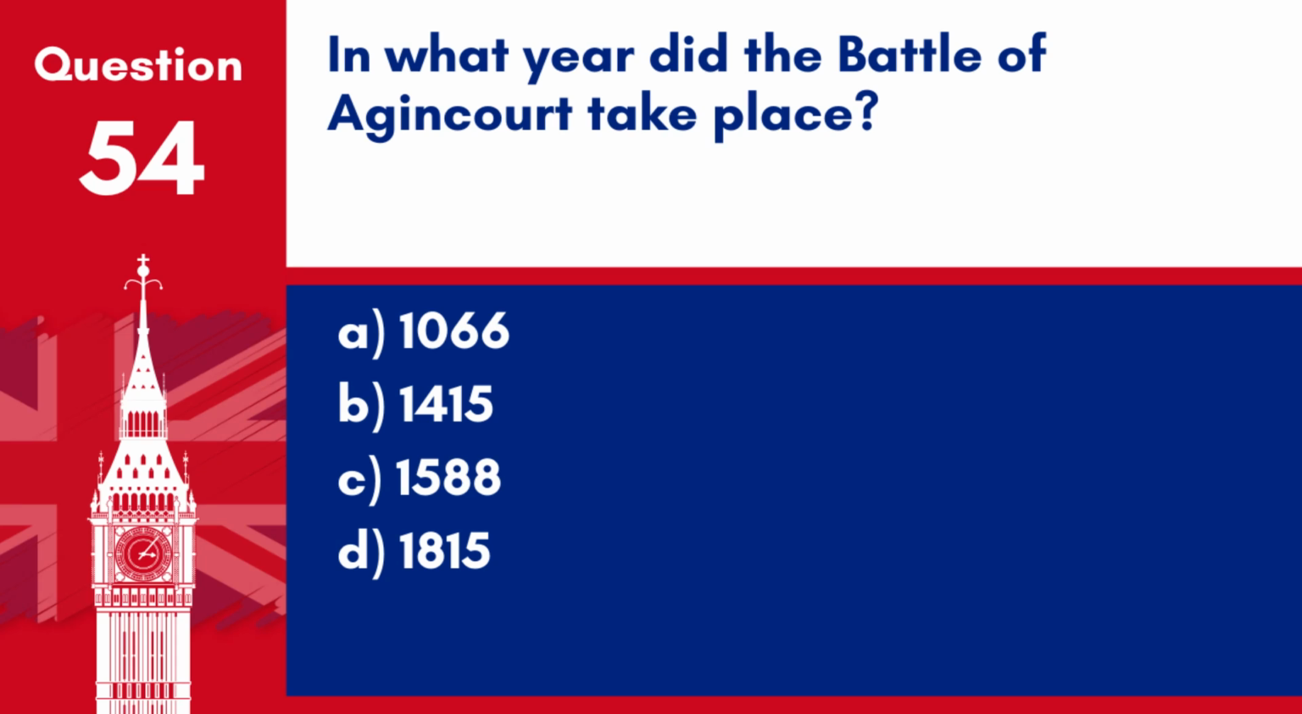Question 54. In what year did the Battle of Agincourt take place? A. 1066. B. 1415. C. 1588. D. 1815. Answer: B. 1415. The Battle of Agincourt took place in the year 1415.